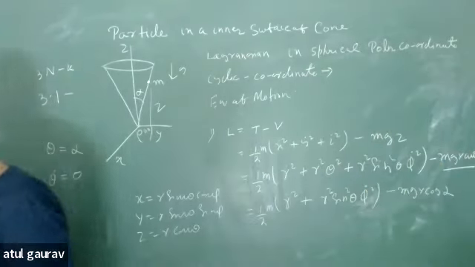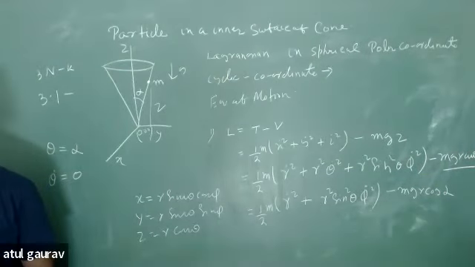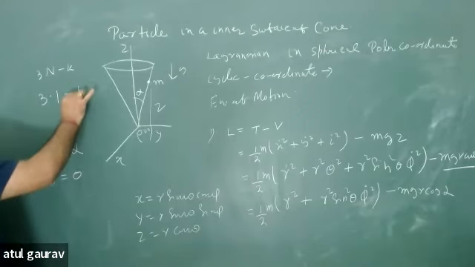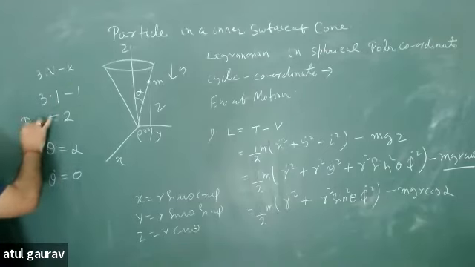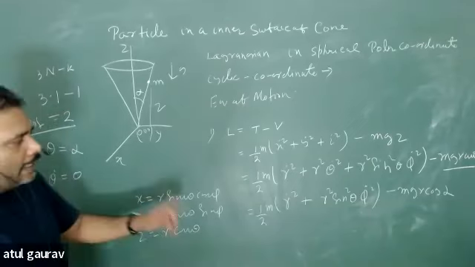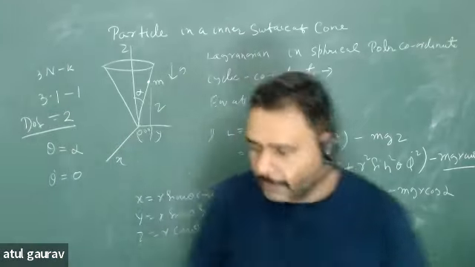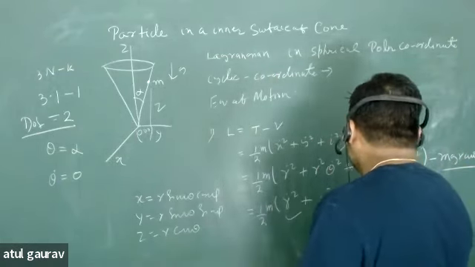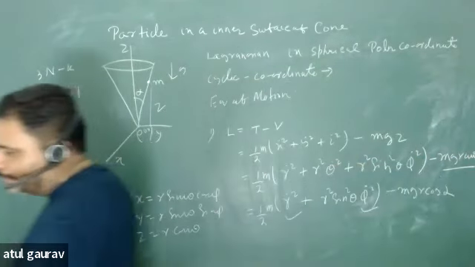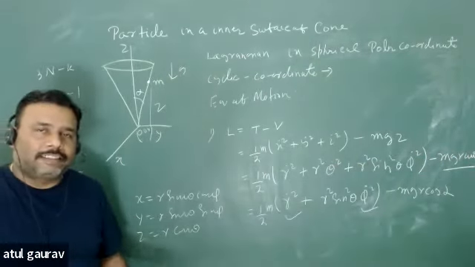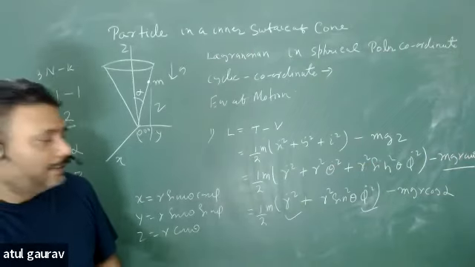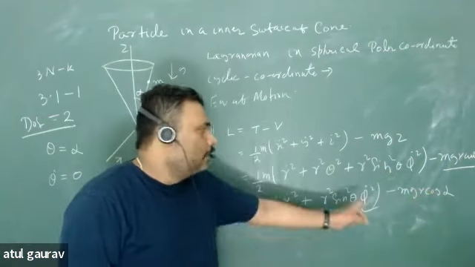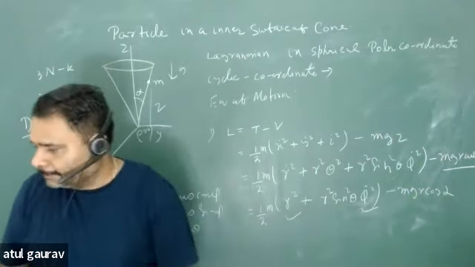Everyone is comfortable right now? Yes, sir. Okay. Now, how many degrees of freedom? There is 3 into 1 minus 1. That is 2 degrees of freedom. We have 2 degrees of freedom. And how many generalized coordinates are we using? We are using 2 generalized coordinates. The first is r and second is phi. Theta is not my generalized coordinate. Theta is equal to alpha is the equation of constraint. Alpha is some parameter which is constant. So you can easily find what will be the Lagrangian of the system.